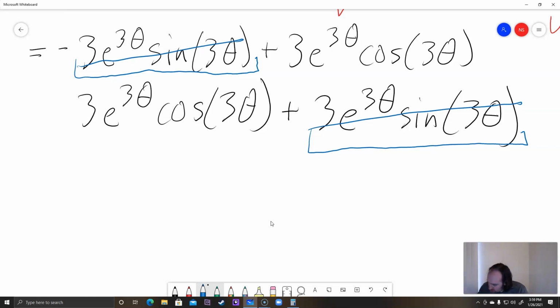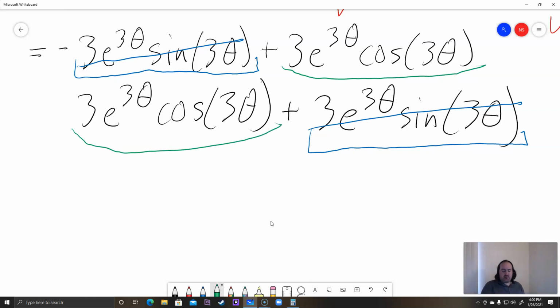And then our other like terms here are going to be the 3 e to the 3 theta cosine of 3 theta, and this one is also positive 3 e to the 3 theta cosine of 3 theta. So those are also like terms. They have exactly the same expression for variables, so they are like terms. But here they're both positive 3, so we're going to be doing 3 plus 3, which is 6. Okay, so after all of that, we're going to end up with 6 e to the 3 theta cosine of 3 theta.